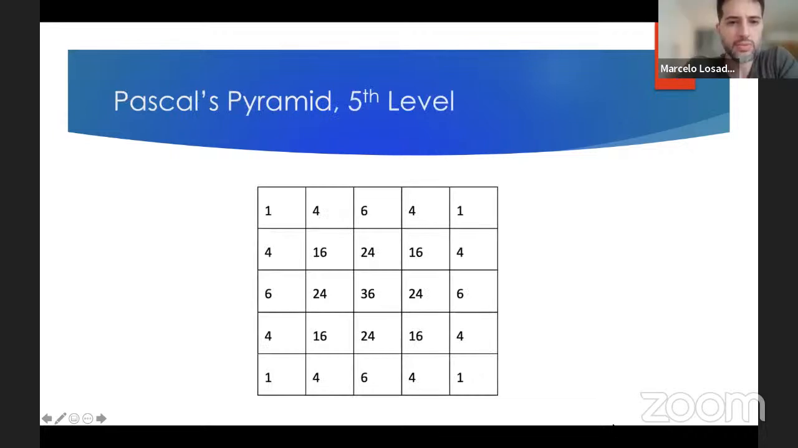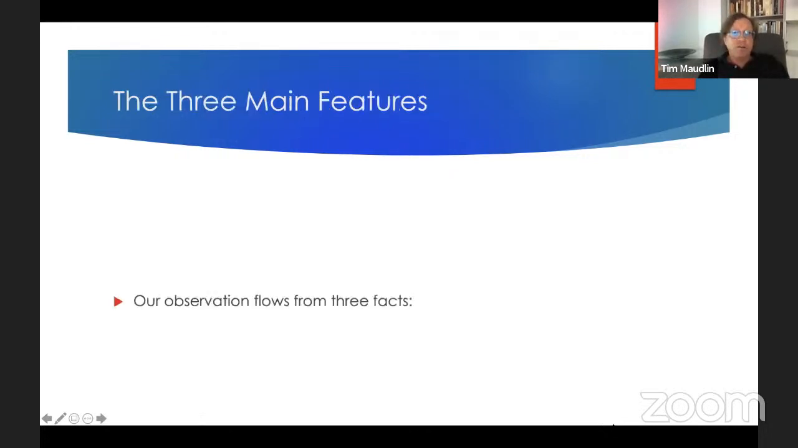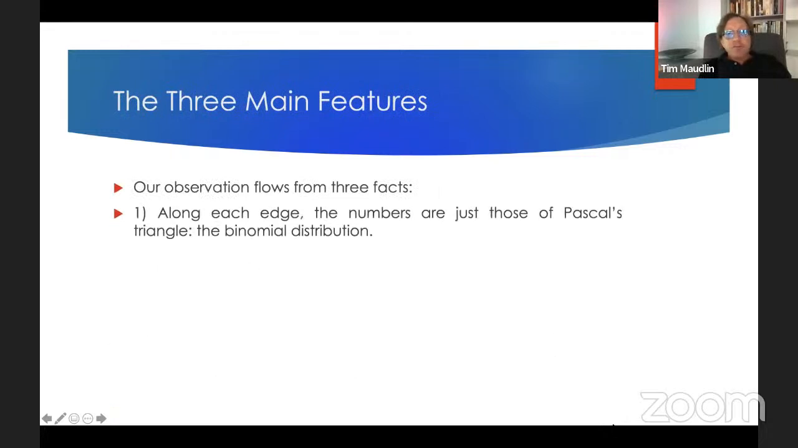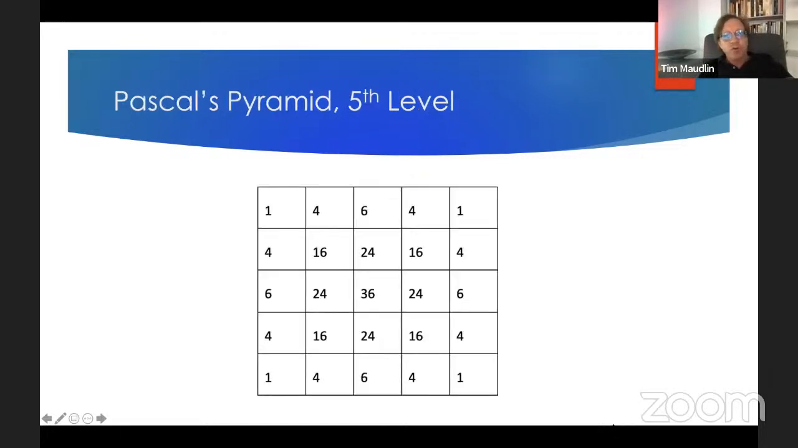If we cut through this at, say, the 5th level, here are the numbers that you would get. And so these would be, again, the number of distinct continuous paths from that top down to any of these cells. There are really 3 important features that this set of numbers have. I'll just mention what they are, and then you can go back and look and see that they're there. The first feature is that if we look along each edge, we just get the numbers from Pascal's triangle. That is, we get the normal binomial distribution. So 1, 4, 6, 4, 1 along the edges.